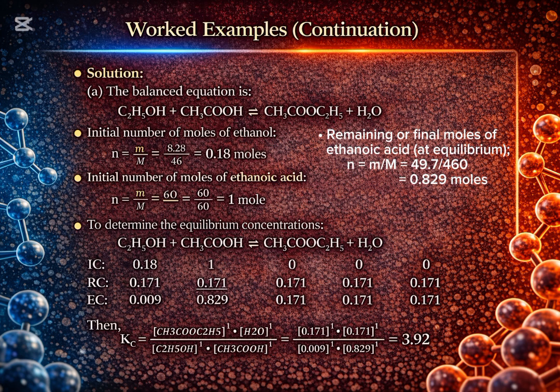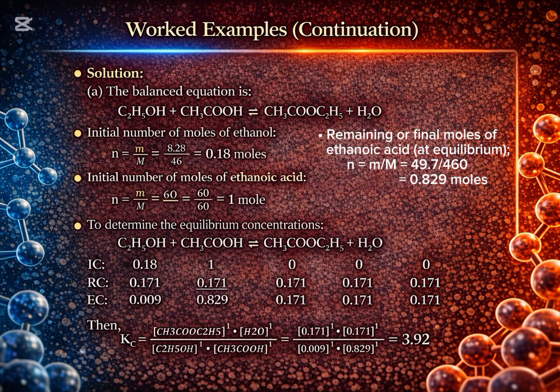Now we rearrange our equation as we are seeing. Initial concentration of ethanol is 0.18, written under ethanol. That of ethanoic acid, 1, written under ethanoic acid. Now we do not have initial concentration for ethyl ethanoate and water, so we are going to write 0, 0 under the two of them, because products are not yet formed at that time. Now to the second row, where we have reacting concentrations, RC.